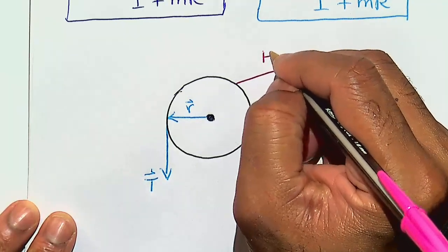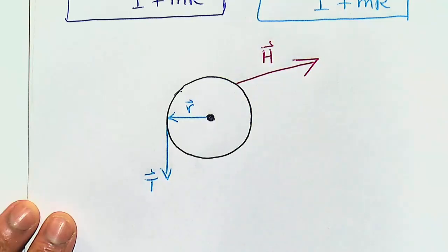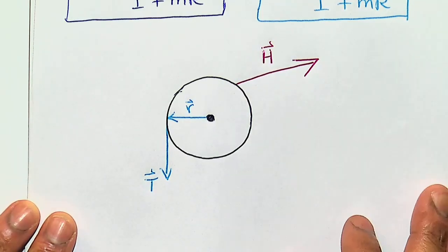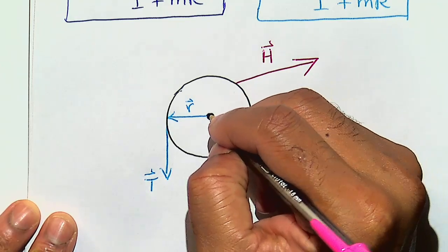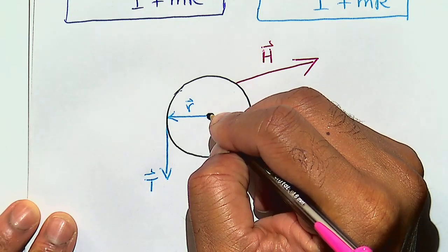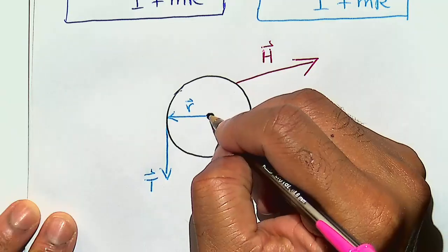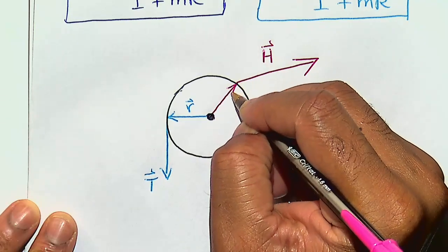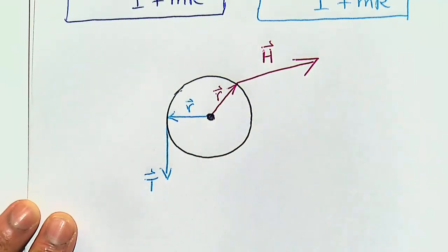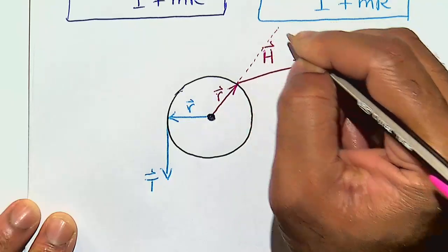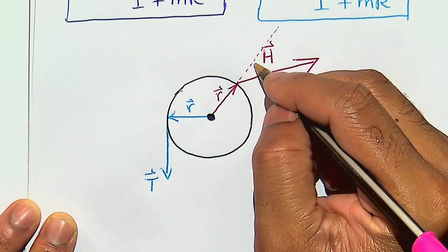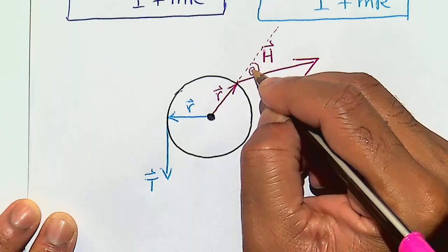Okay, so if we say that's vector H, some sort of force that's acting like this, it's the same deal. You have to start from where you're calculating torque about, and go find where that force is. That's your R. And now this is not perpendicular, so there is an angle between them.